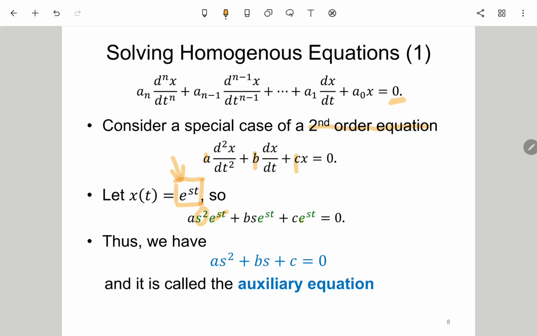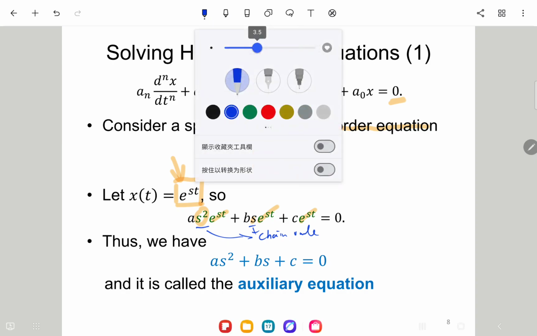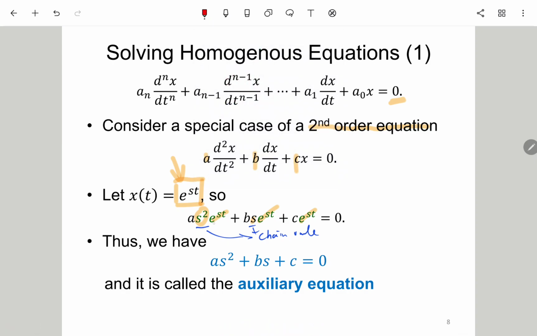For the original function, of course, it is itself, and for the first derivative, it has the original function as well as one factor of s, according to the chain rule. So these two are due to the chain rule. Exponential to st is not 0 in any case, so we can just cancel it. And then it turns out to be a s squared plus b s plus c equals 0.